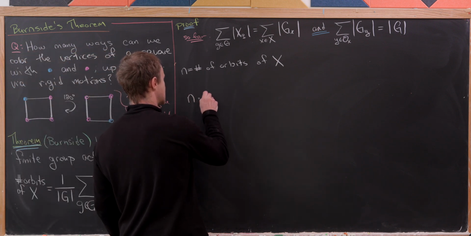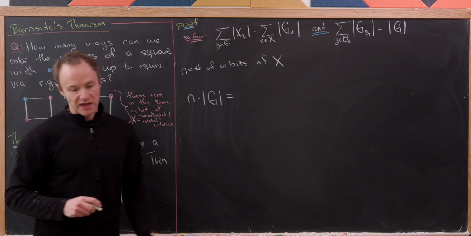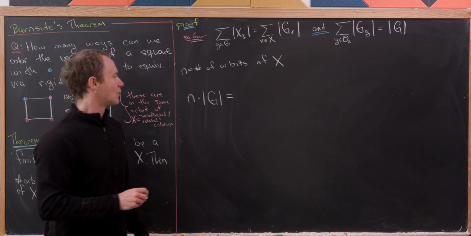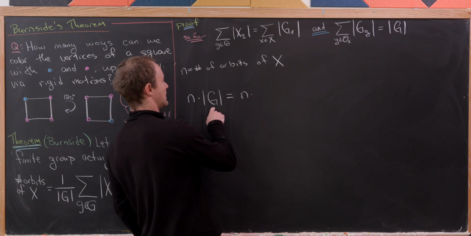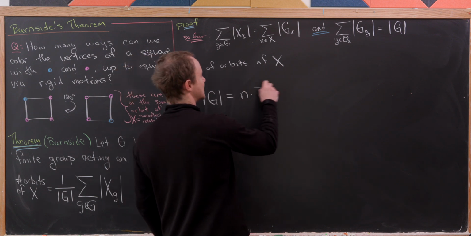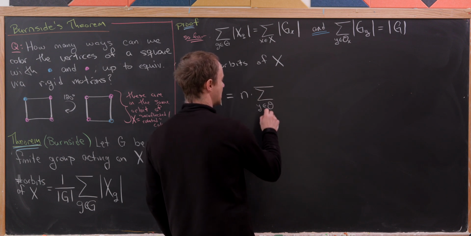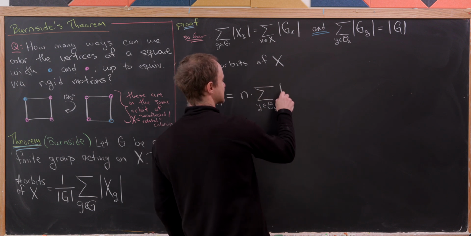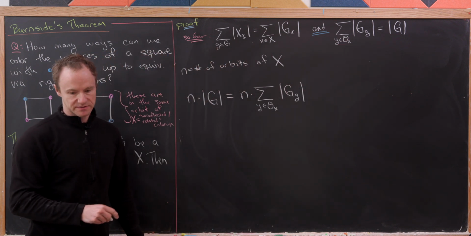Let's say that n times the size of G will be equal to what? Well, it's going to be equal to n times, and then we can write the size of G as the sum over all y in the orbit of x of the size of G sub y, by that first result.